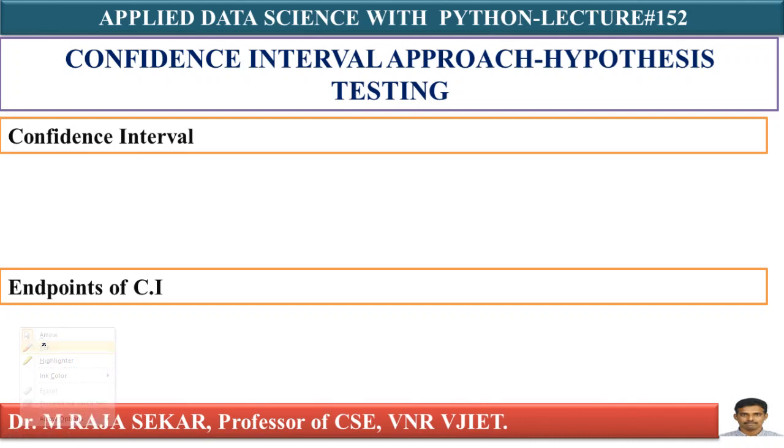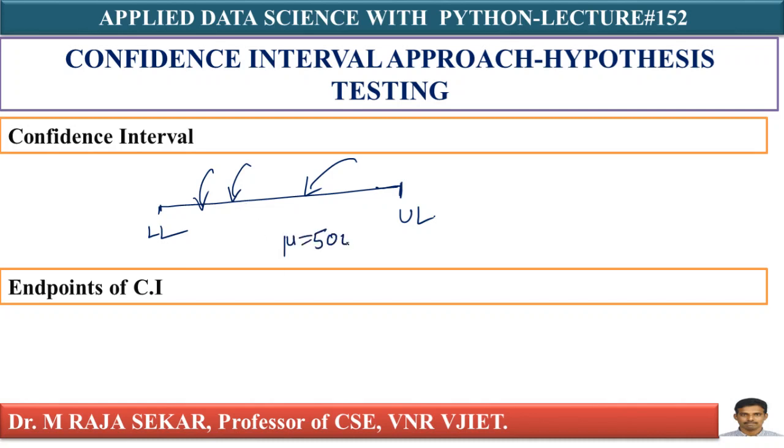Confidence interval means it has endpoints. What is the significance of these endpoints? We will try to understand. Let me say this is my lower limit, this is my upper limit. Inside this interval, not the endpoints, inside the interval, if the assumed mean in this problem, mu equal to 500, is lying, you have to accept. If it lies, accept H naught, the null hypothesis.